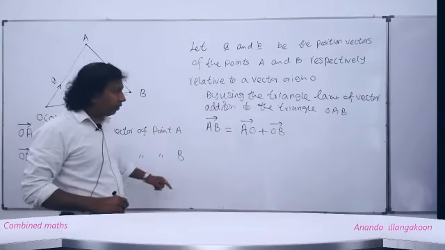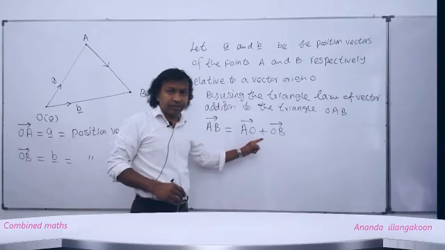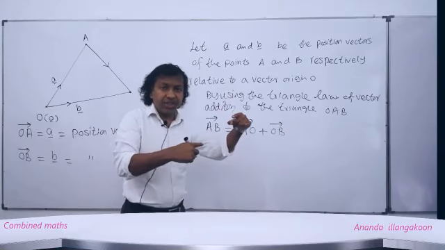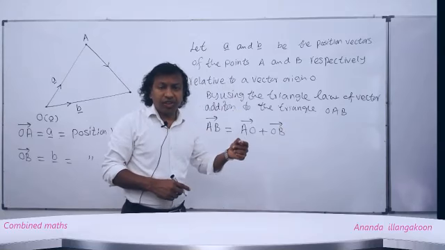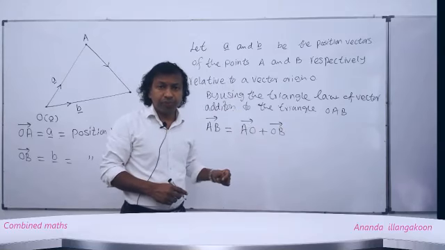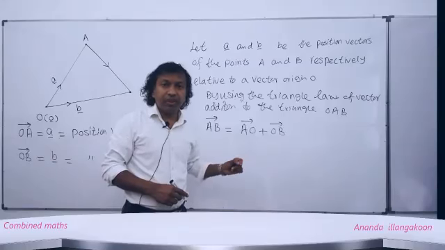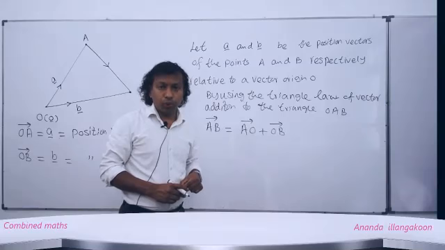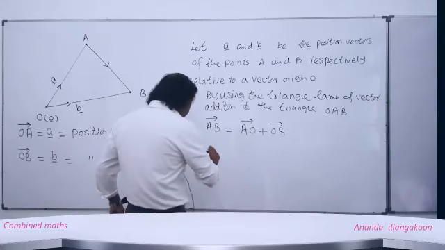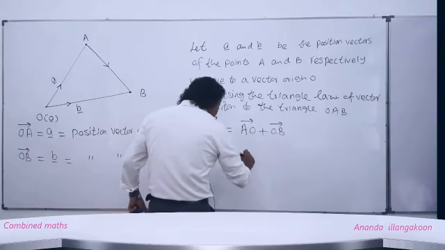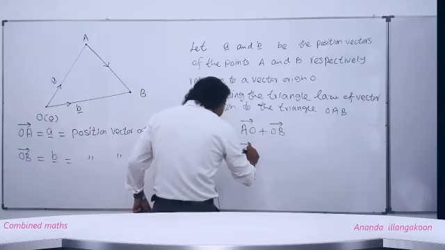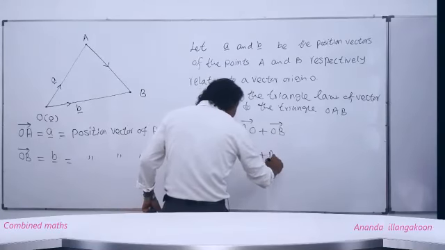People, this way, adding two vectors, we can interchange. That means 2 plus 3 and 3 plus 2 being equal, no? The same thing we can apply here. I'll prove that. That law is called the commutative law. Then I can write this AB vector how? OB vector plus AO vector.